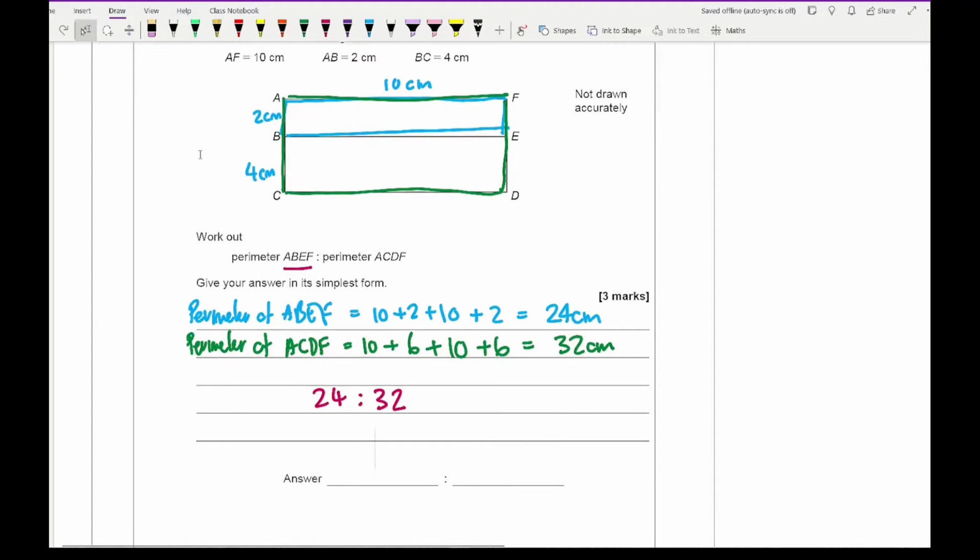Now to simplify this ratio, all I need to do is simply divide both numbers by 8. So let's just say what I'm doing. I'm dividing by 8, divided by 8, in which I get the ratio of 3 to 4.